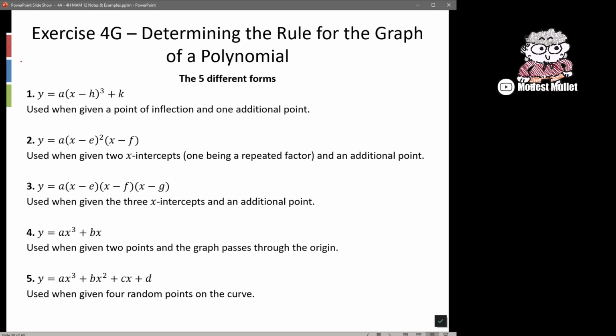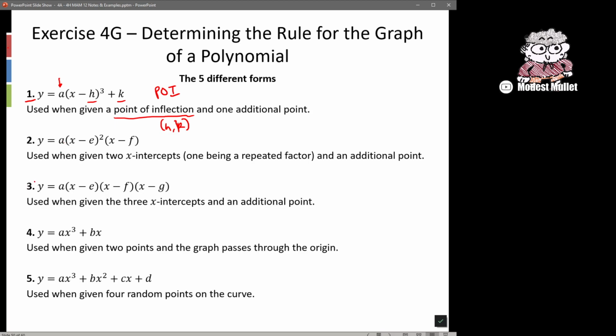Form 1, which is what I call point of inflection, or that we're used to as the general form. The point of inflection we know occurs at h and k, and then we would be able to figure out a from another point. So if we're told the cubic has a point of inflection, well, we know that point of inflection occurs at h, k. We can take that straight away into this general form and then sub in some other bit of data about it to figure out what a is.